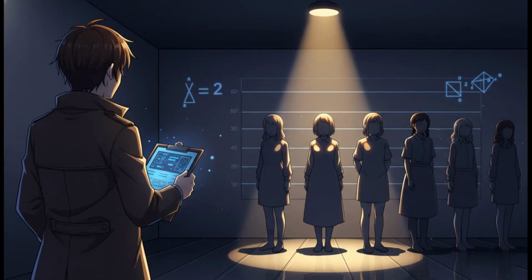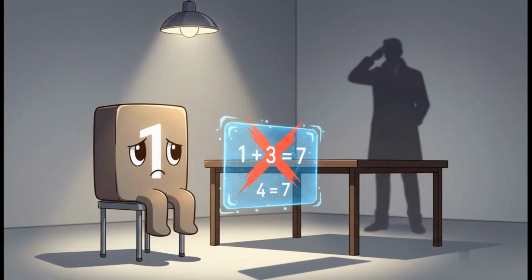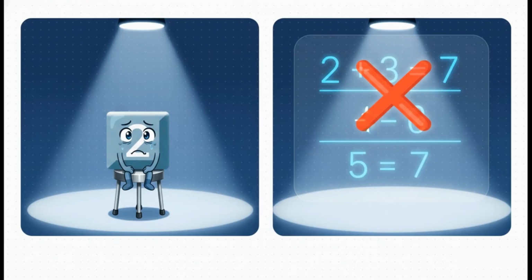Okay, it's time. Let's bring them in one by one for a little chat in the interrogation room. We're going to take each suspect from our domain and see if their story checks out by substituting them for n in our clue. First up, the number 1. If we pop a 1 in for n, we get 1 plus 3 equals 7. Well, that just means 4 equals 7. Yeah, that's definitely false. Okay, suspect number 1 is cleared. You're free to go.